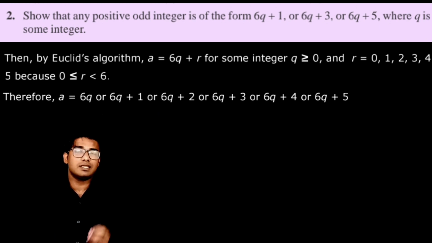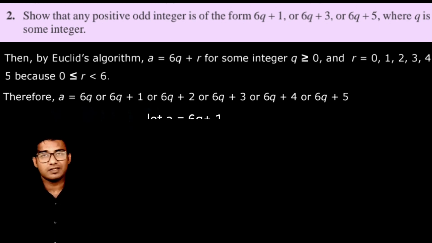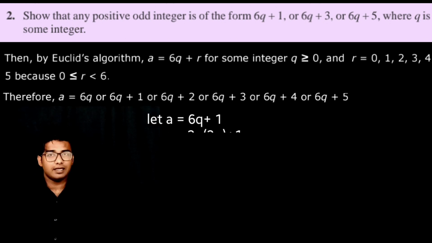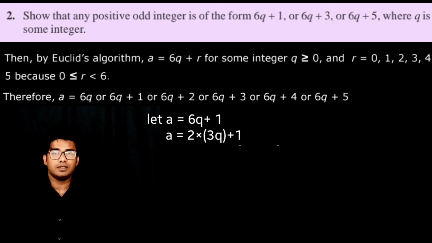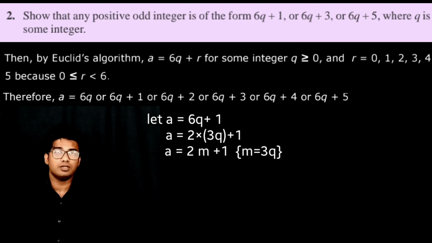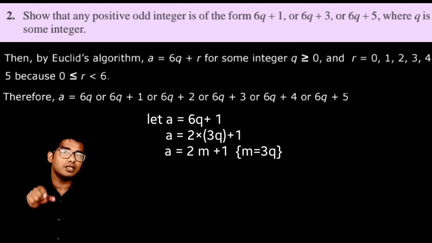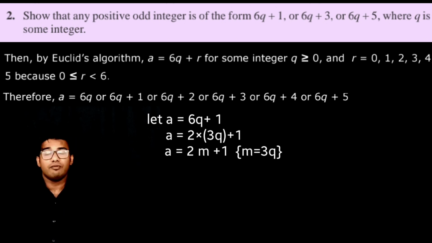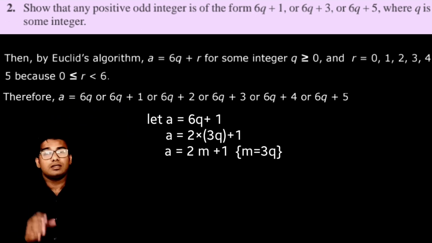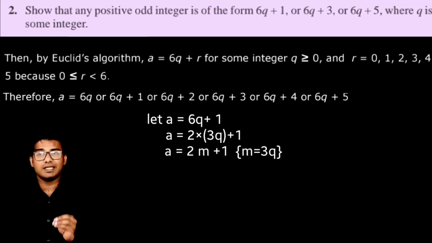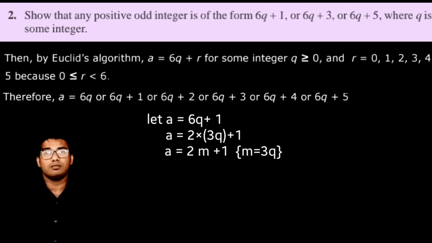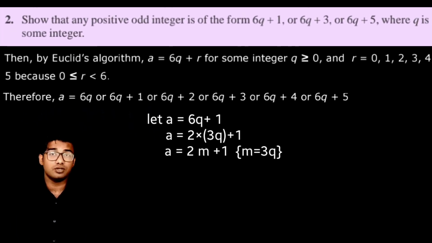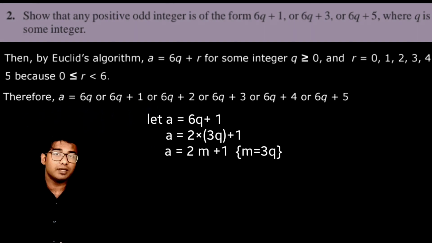So first take the number 6q plus 1. We can write it as 2 multiplied by 3q plus 1. Here 3q we take as m. So let 3q be m, so 2m plus 1, which is the form of an odd number. Just remember the question says show that any positive odd integer is of the form 6q plus 1, so the form becomes 2m plus 1.